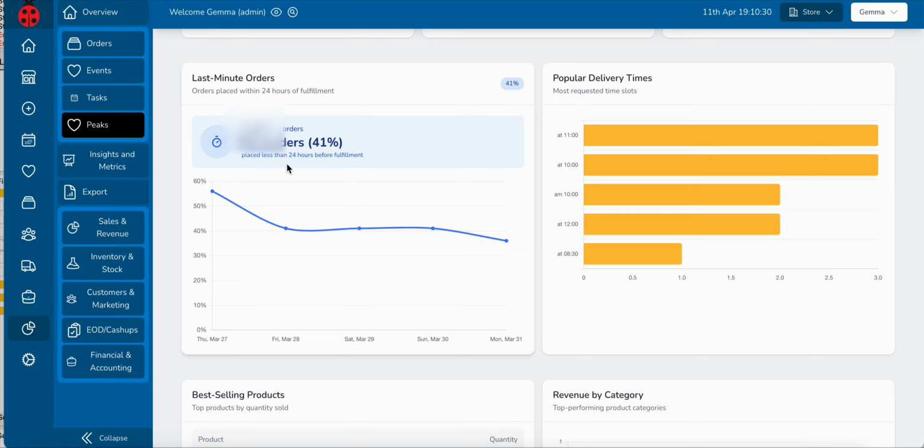So in the last 24 hours before the date, 41% of my orders came in. So again, I think this Mother's Day was particularly last minute, but that does just show you what it was like for you last year. So it can give you the confidence if you're starting to have a little wobble about your last minute orders. You could come to this report and check what it was last year and realise that they're coming.